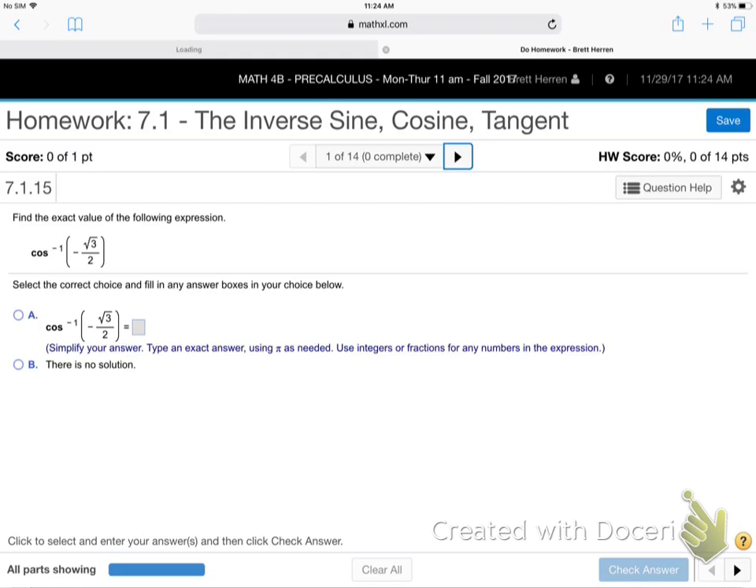All right, so cosine inverse of negative root 3 over 2. Cosine inverse of negative root 3 over 2. Now, that negative one up there, that means inverse, right? So now, we have to remember, what's an inverse function?